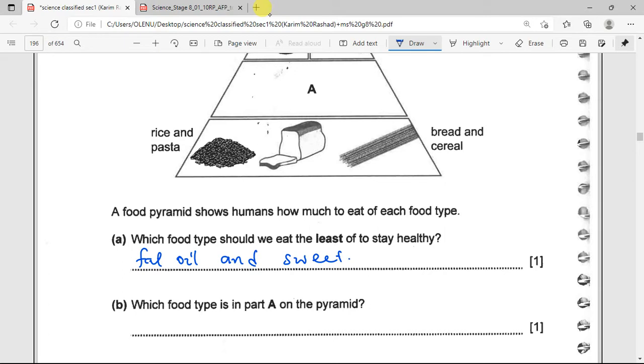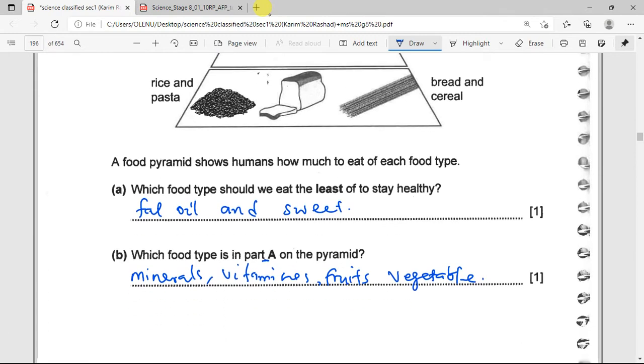Now they ask which food type is in part A of the pyramid. In part A you should have your minerals and vitamins, things like fruits and vegetables, which help to provide fibre to ease the process of digestion.